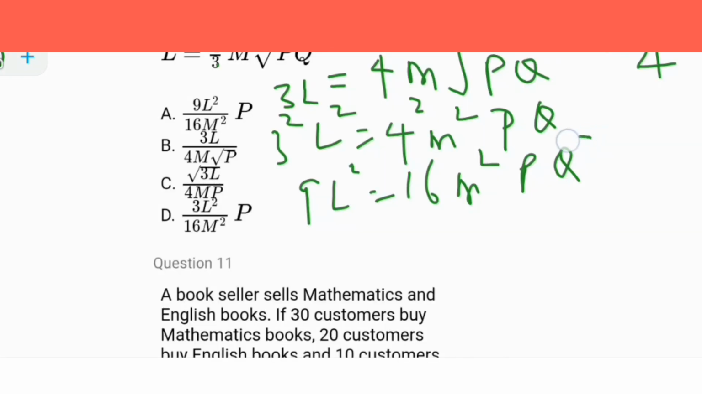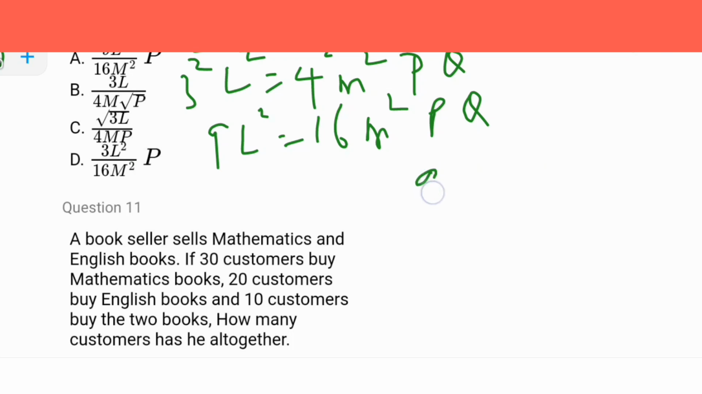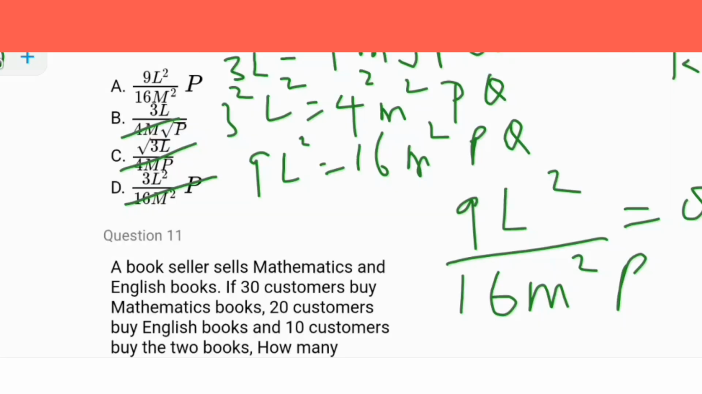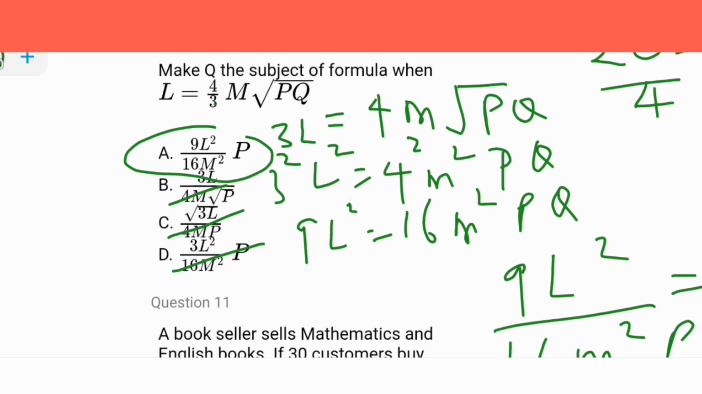So you want Q to be alone. So we divide everything by 16 M squared P, because that's what's disturbing the Q. So the final answer will be 9L squared divided by 16 M squared P. So that's what will be equals to Q. So this is the only option there, option A. So option A is the answer.